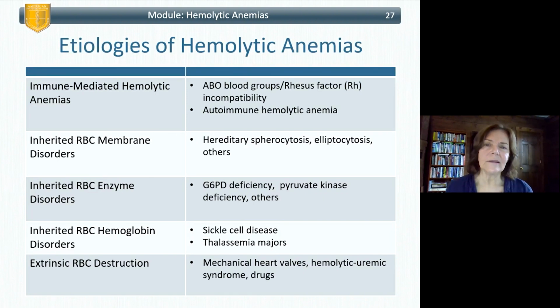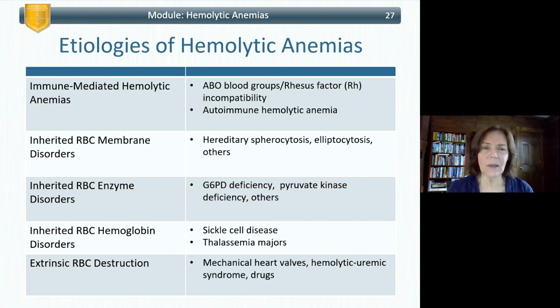So first, we like to think of the causes of hemolytic anemias. And I like to think of extrinsic causes and intrinsic causes. An extrinsic cause may be due to immune-mediated hemolytic anemias, such as red blood cell antigen incompatibilities, or something called autoimmune hemolytic anemia. Or it also may be due to red cell destruction, mechanical heart valves, hemolytic uremic syndrome, or drugs.